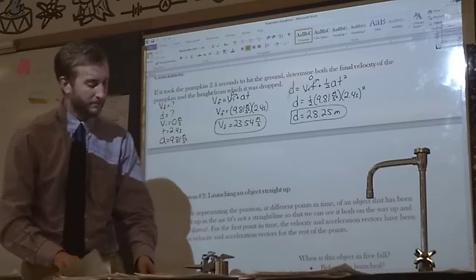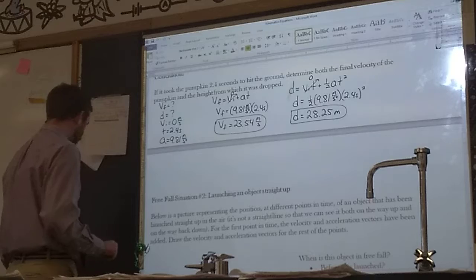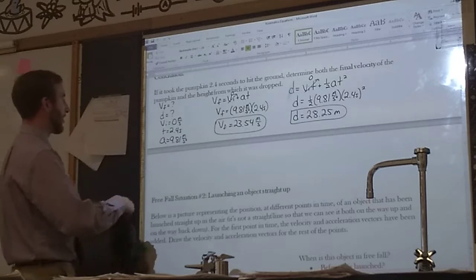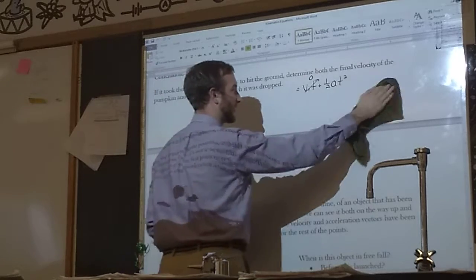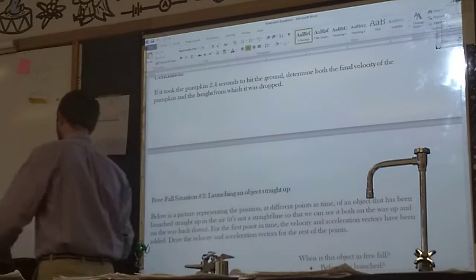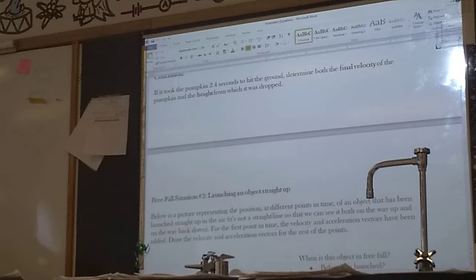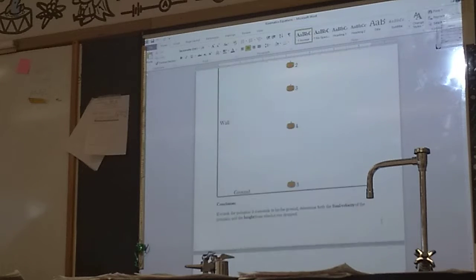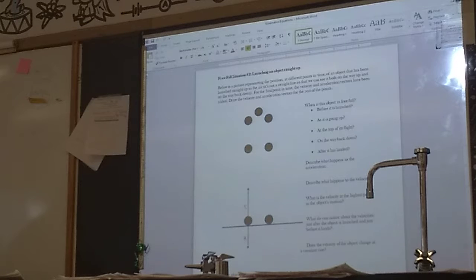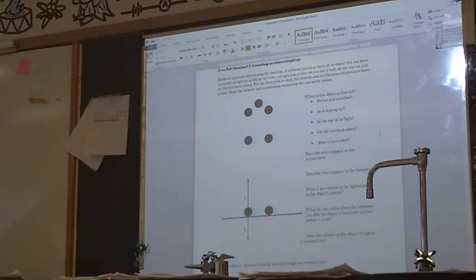Now, what I'd like to do is, let's leave this example. We're going to go to a new sheet of notes, which you should have gotten. This will be a second situation with free fall. But instead of something just falling straight down, this time we're going to talk about an object that is getting launched upwards from the ground. We're going to talk about some of the things that we can determine from this.